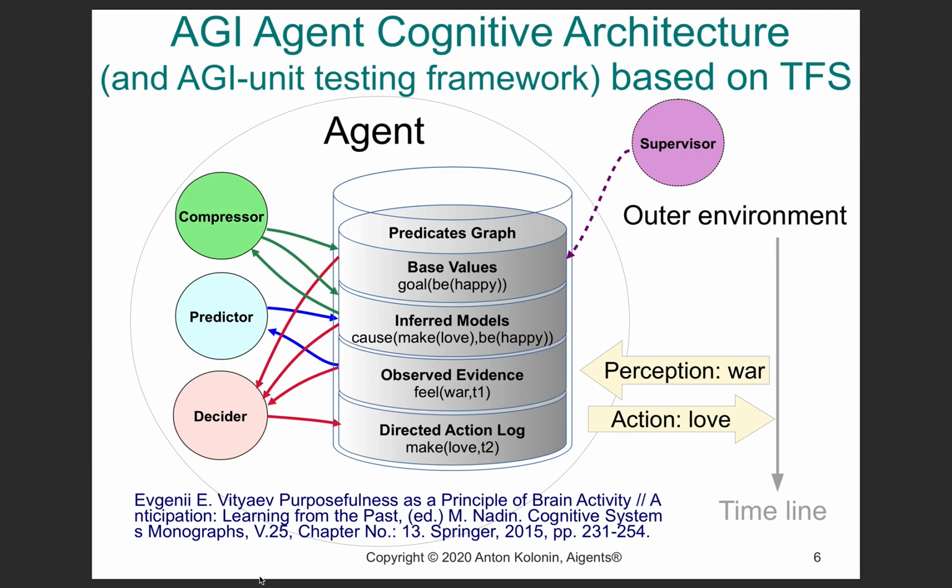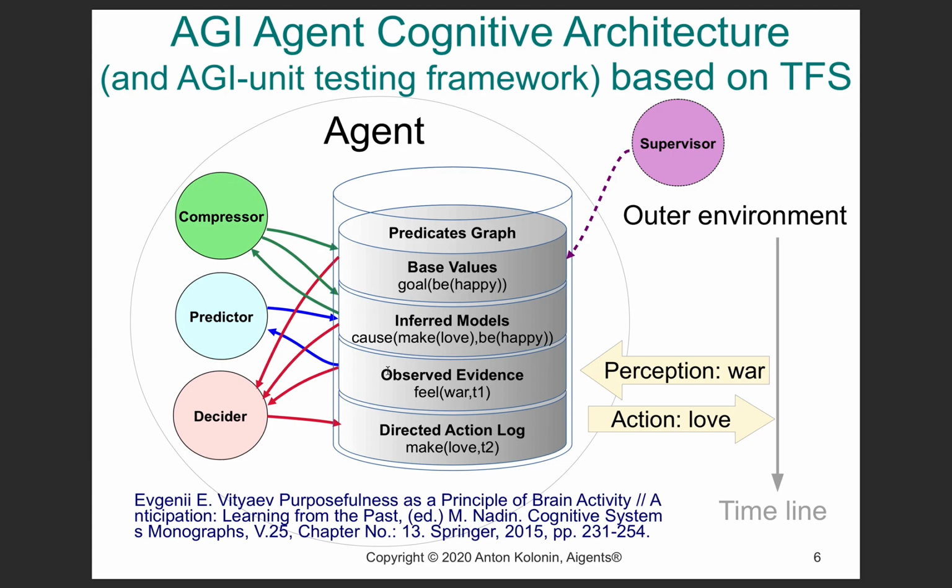In computer architectures, we may have something different. We may have a database, and we may have some code that deals with this database, or we can somehow mimic the activity of the human brain. Here I am just separating things to make the functional discussion about what we need to deal with. If we consider the data that we store, we need to store the actions that we direct towards the outer world, and that's the directed action log.